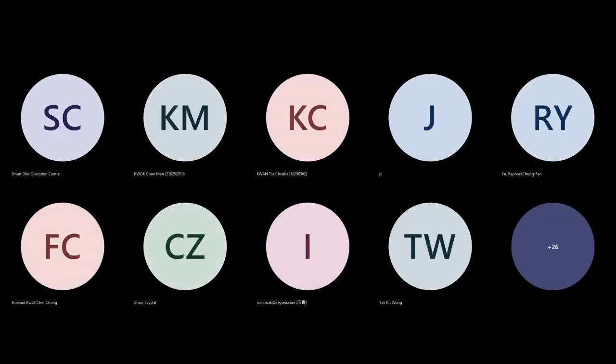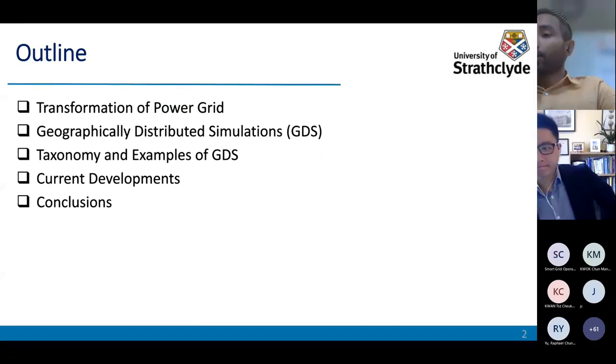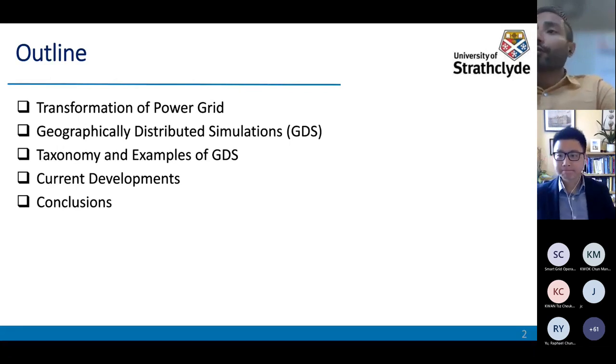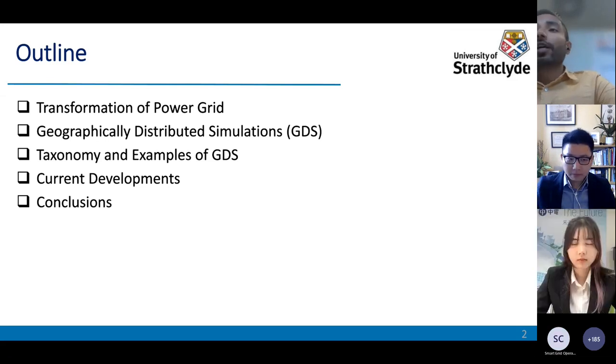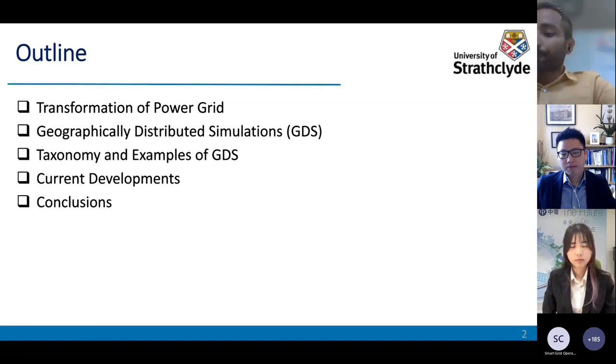Innovation that has led to the concept of geographically distributed simulations. Then I will introduce the concept of geographically distributed simulations and speak about a few of the benefits that are perceived from the GDS. Then I will give an overview of the taxonomy of GDS and a few real-world examples of adoption of geographically distributed simulations. The later half of the presentation will focus on the current developments that are underway in efforts to establish GDS as a viable technique for wide-scale adoption. And then I will conclude with a few remarks.